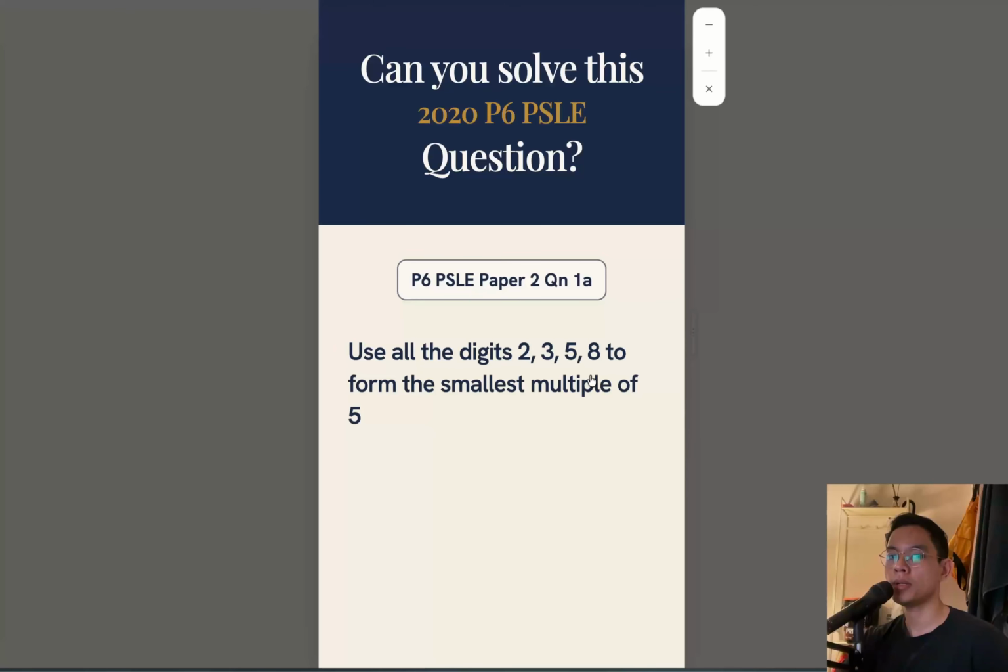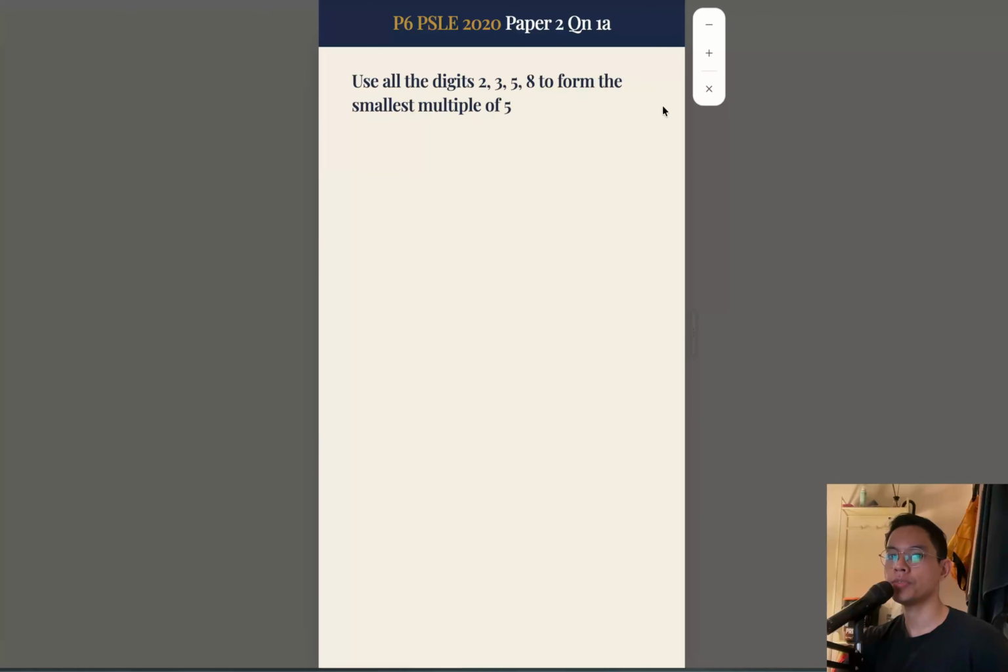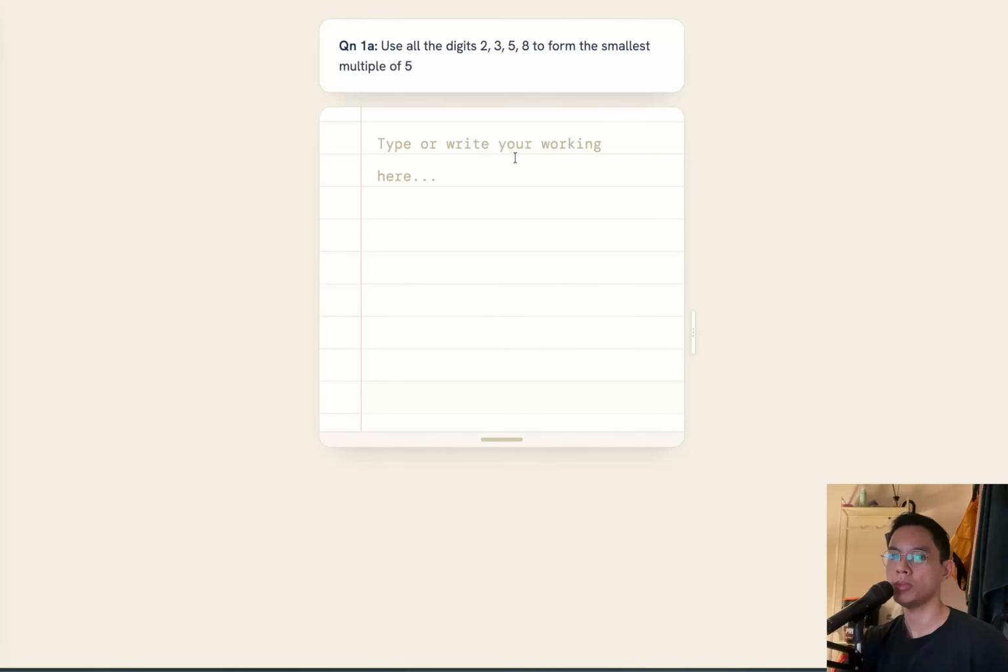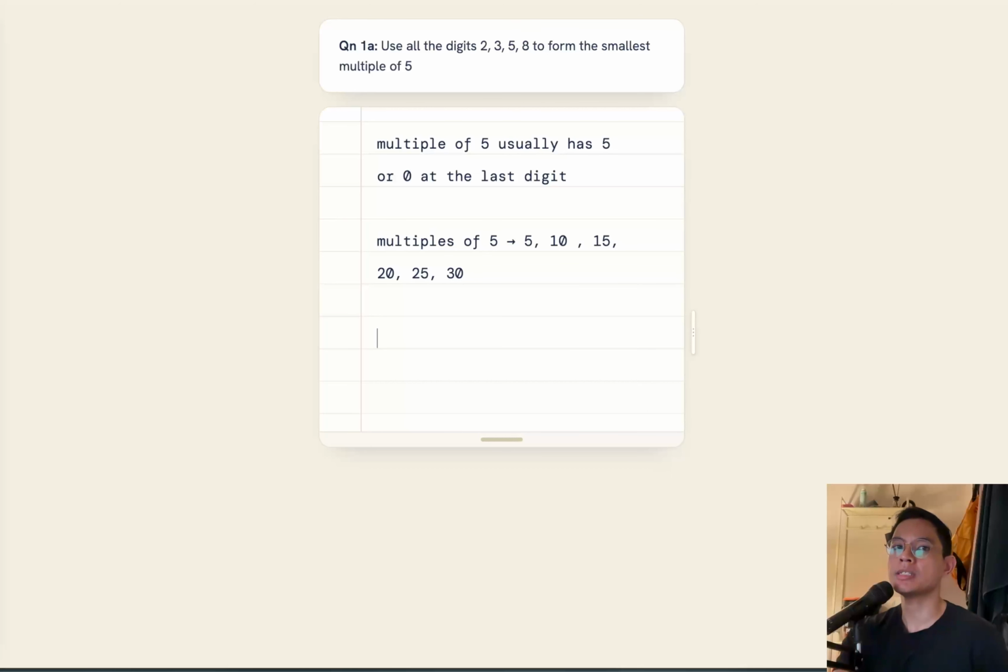Question 1, Part A. Use all digits 2, 3, 5, 8 to form the smallest multiple of 5. A multiple of 5 usually has 5 or 0 as the last digit. Multiples of 5 are 5, 10, 15, 20, 25, 30. From here, we want to get the smallest multiple.